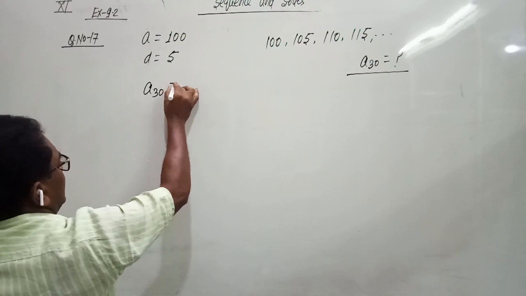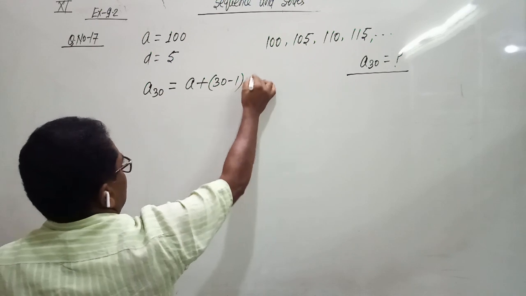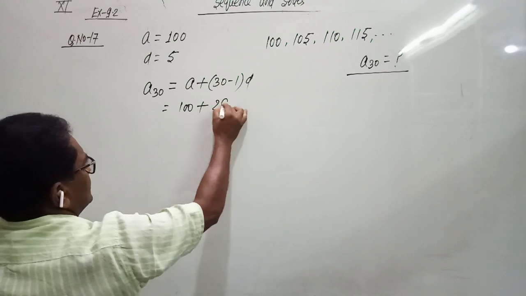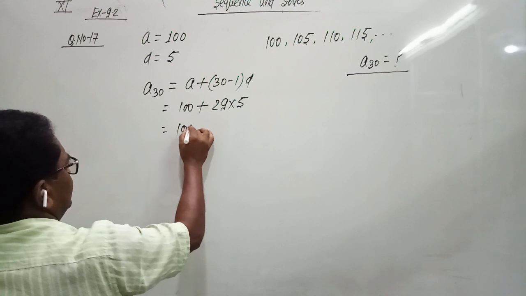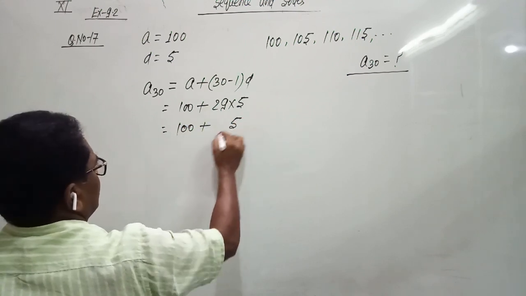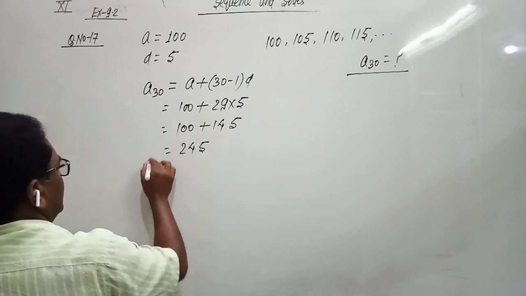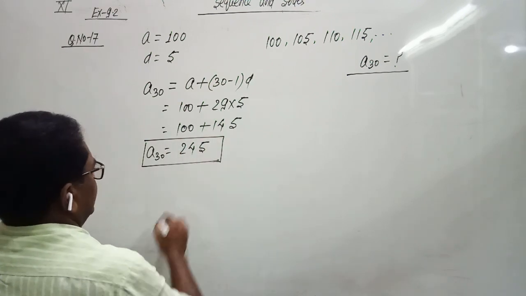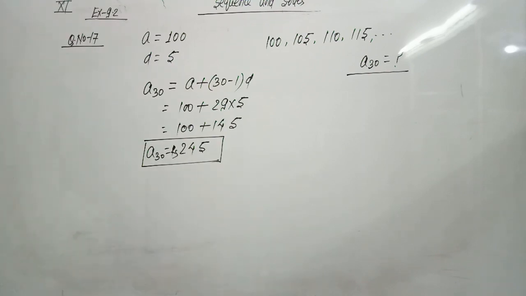So use the formula a plus (n minus 1) d. 30 minus 1 into d. The value of a is 100. 30 minus 1 is 29 and the value of d is 5. So 100 plus 145, and that is 245. The value of the 30th installment is rupees 245.